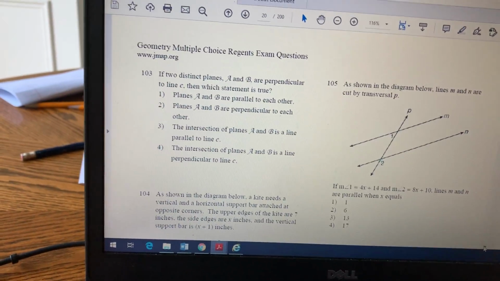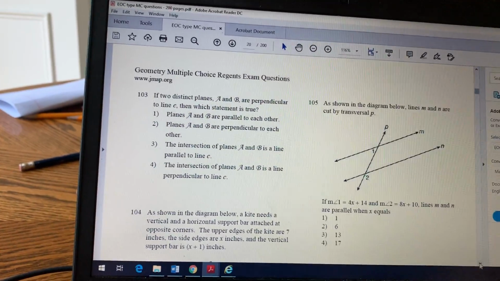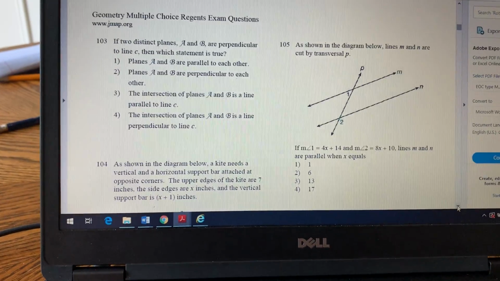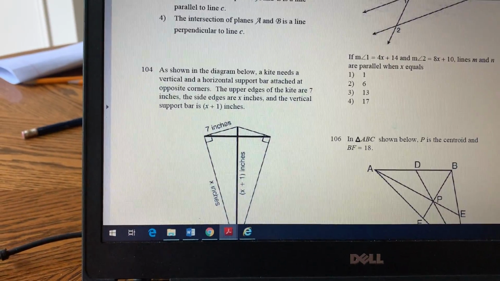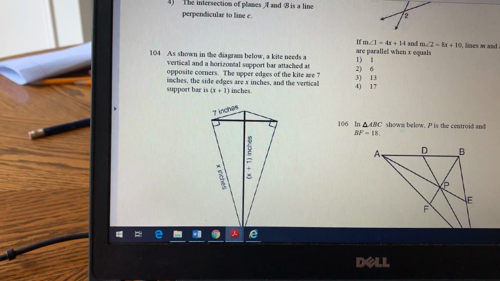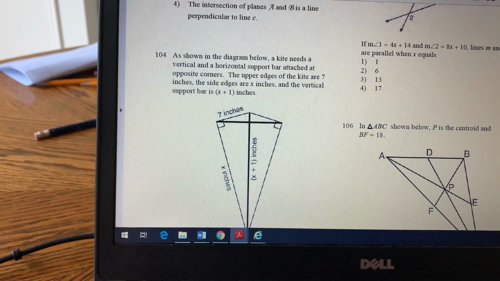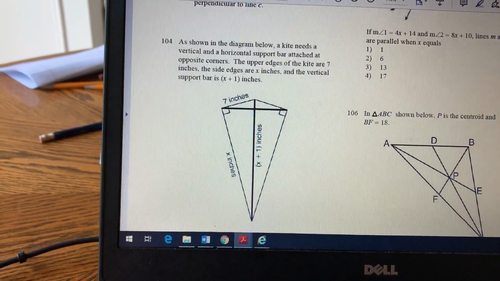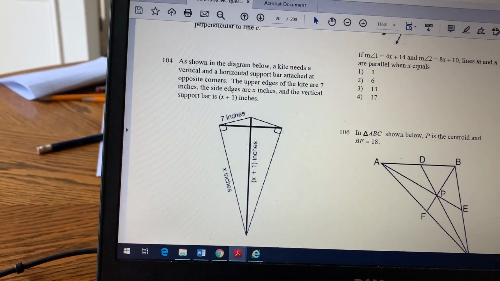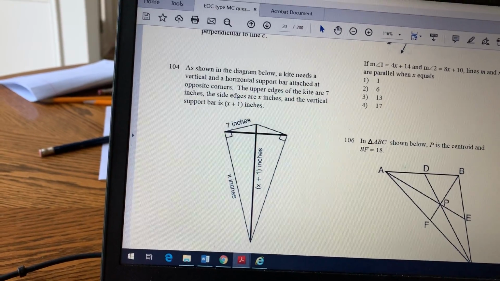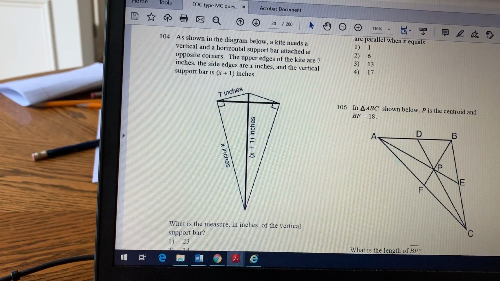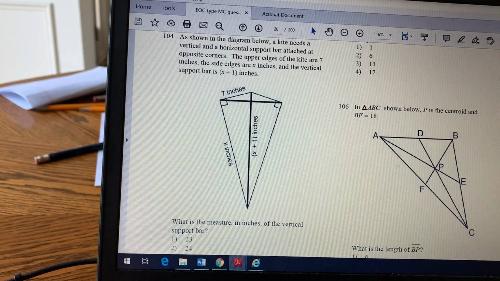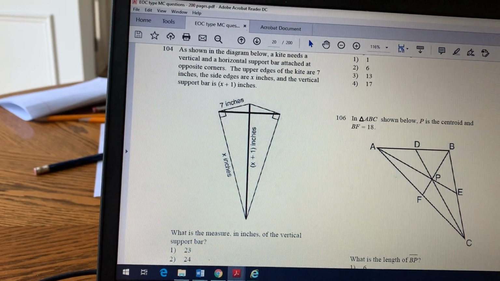See that? All right, as shown in the diagram below, a kite needs a vertical and a horizontal support attached to opposite corners. The upper edges of the kite are 7 inches. The side edges are x inches, and the vertical support bar is x plus 1 inches. What is the measure in inches of the vertical support bar?